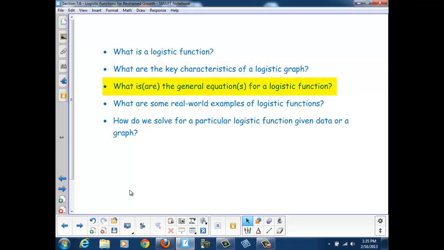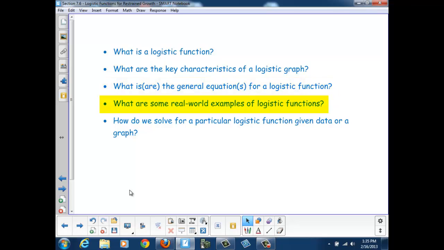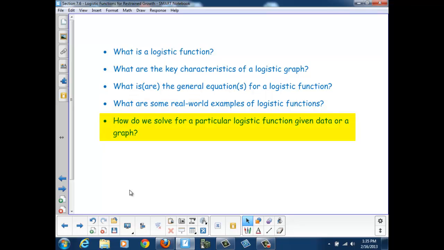What is the general equation for a logistic function? What are some real-world examples of logistic functions? How do we solve for a particular logistic function given data or a graph? Well, let's talk about what a logistic function is.